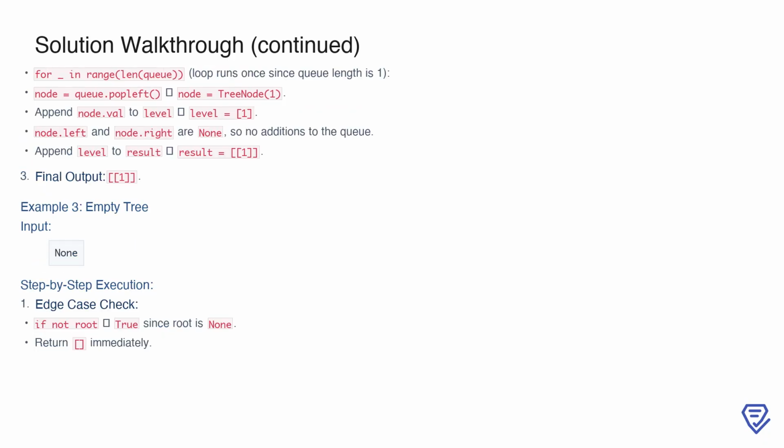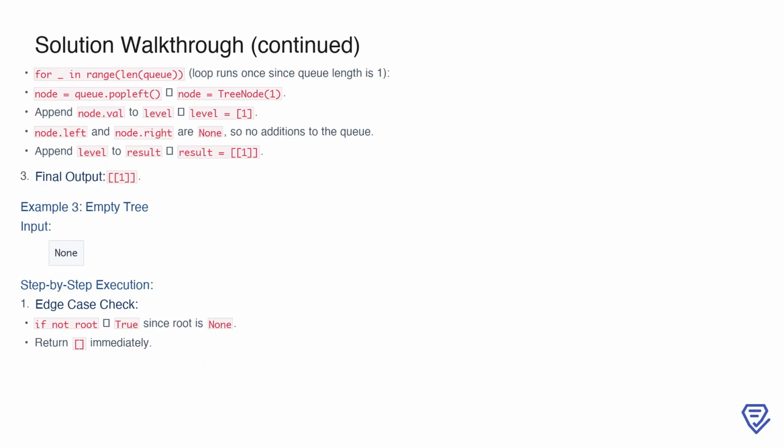In the second example, the tree contains a single node with the value 1. We initialize the result list to an empty list and add the root node, TreeNode with value 1, to the queue. Now, we process the first and only level of the tree. We initialize an empty level list and loop once, as the queue contains just one node.